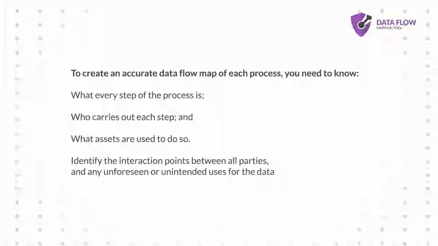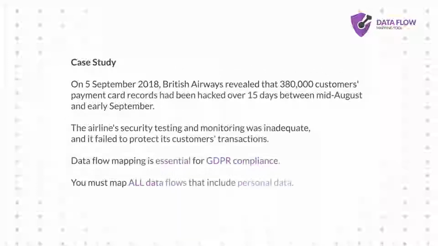So we'll just have a look at a brief case study now. I'm sure some of you will remember 5th of September 2018. British Airways revealed that 380,000 customers' payment card records had been hacked over 15 days. Of course, a huge impact to such a huge organisation, just highlighting really how essential it is to demonstrate your GDPR compliance and map out your personal data flow.